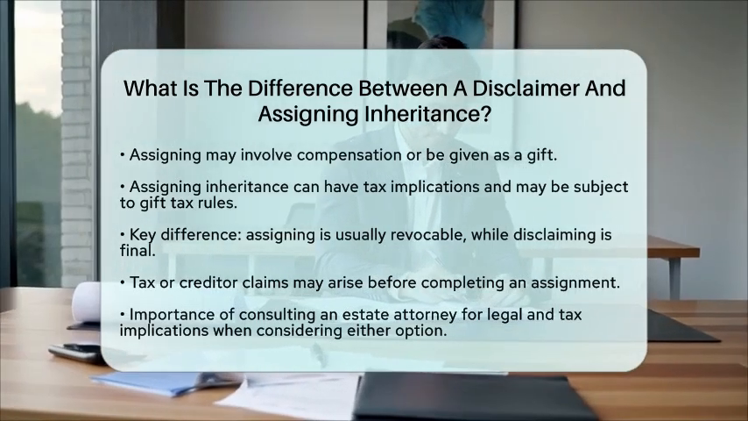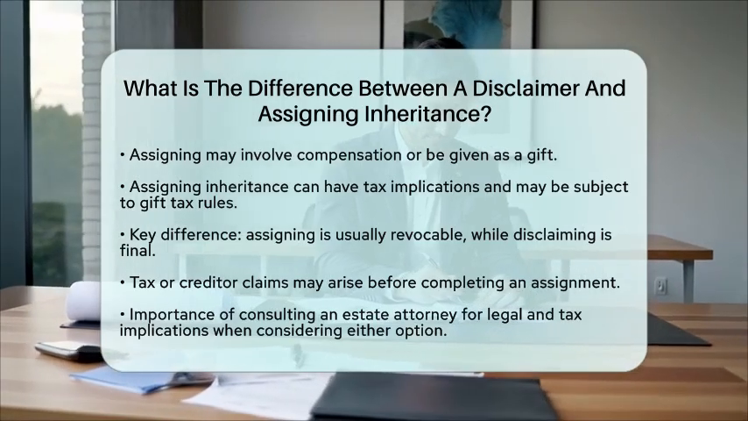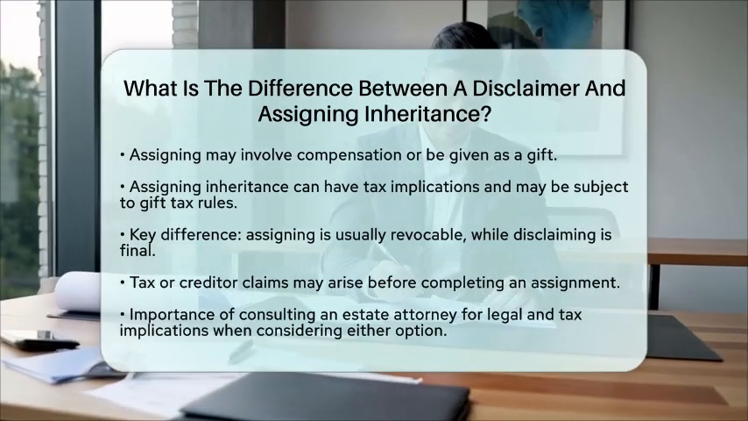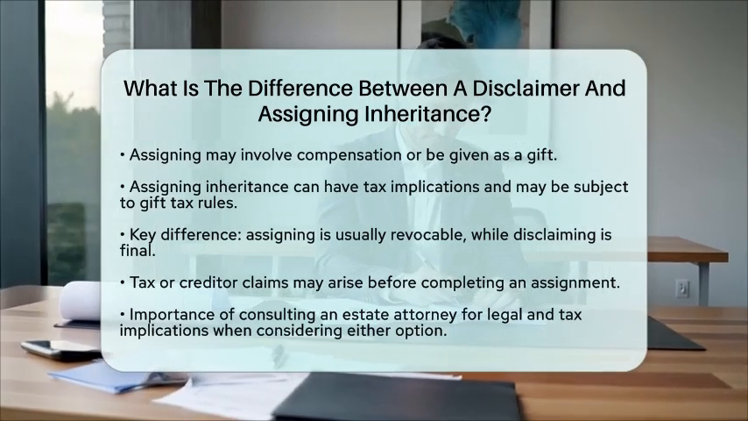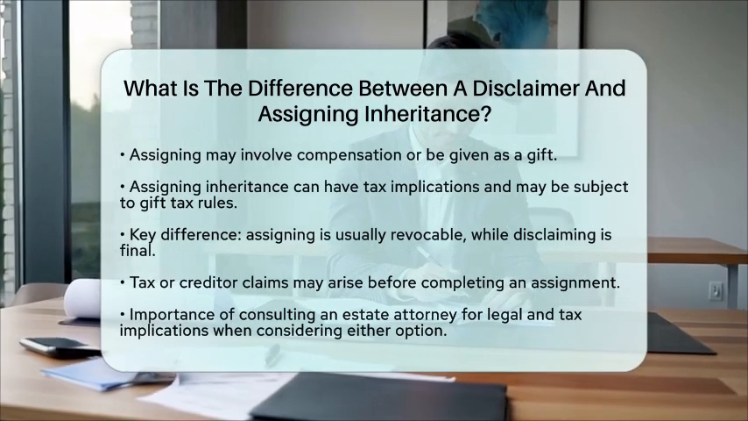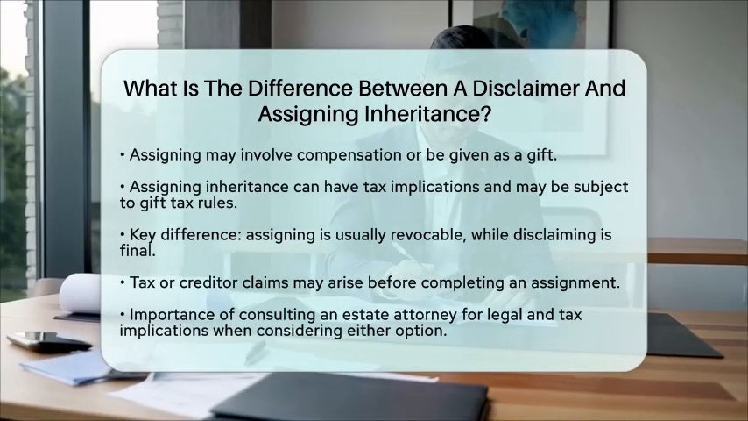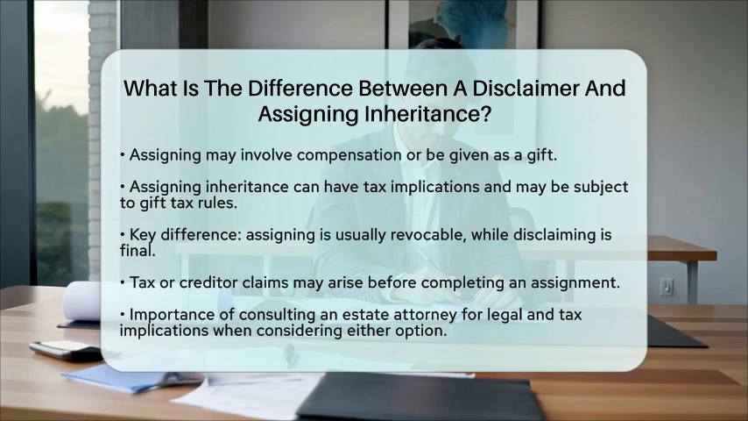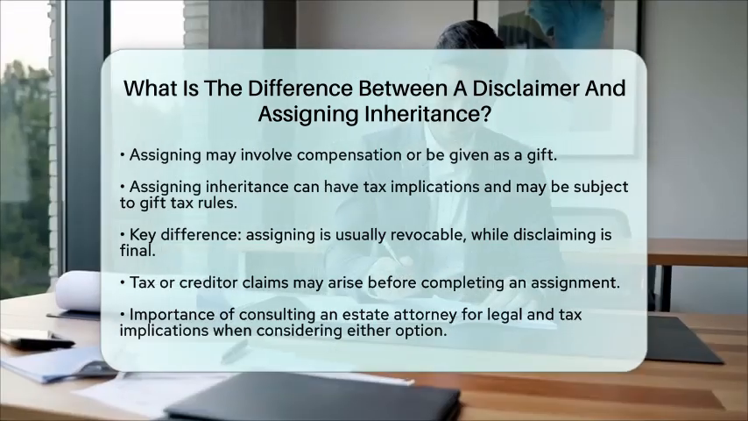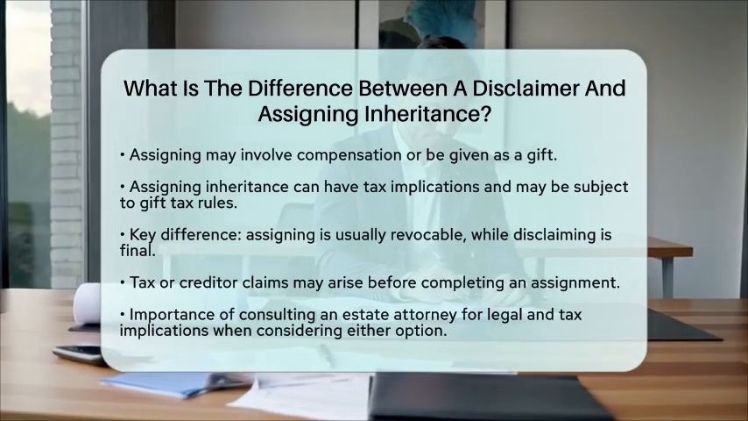In summary, disclaiming and assigning inheritance serve different purposes. A disclaimer allows you to refuse an inheritance, while assigning means you accept it first and then transfer it to someone else. If you are considering either option, it is wise to consult with an estate attorney to understand the legal and tax implications specific to your situation. Understanding these differences can help you make informed decisions in your estate planning journey.